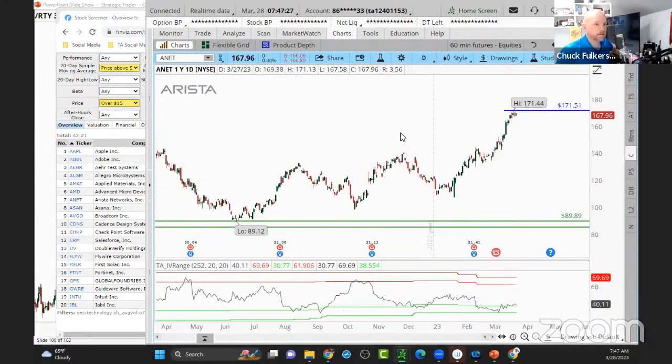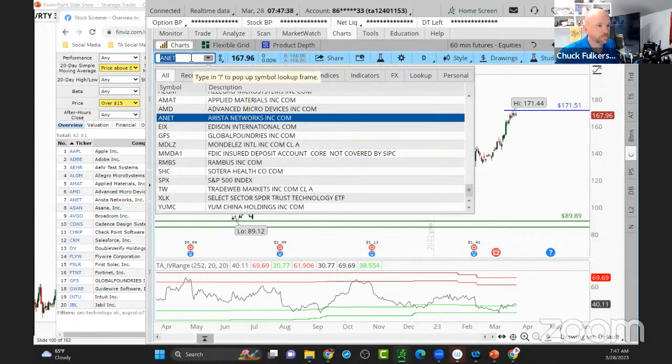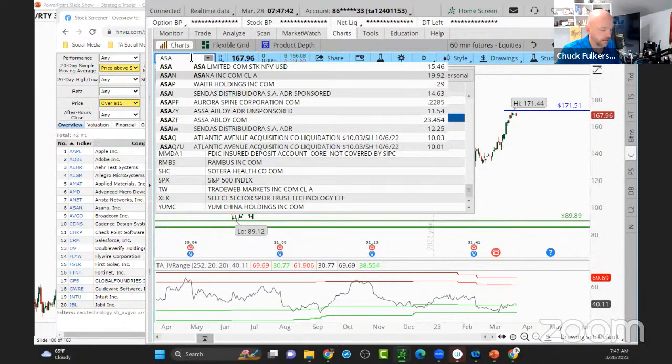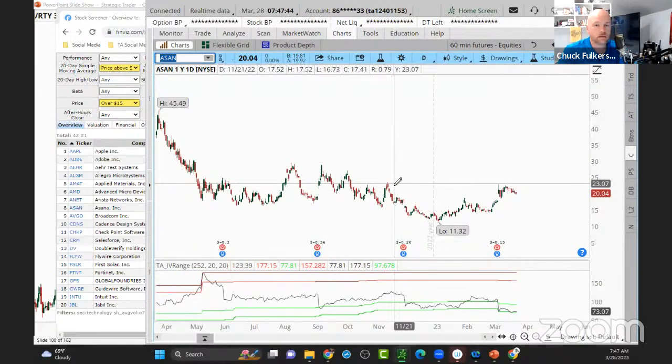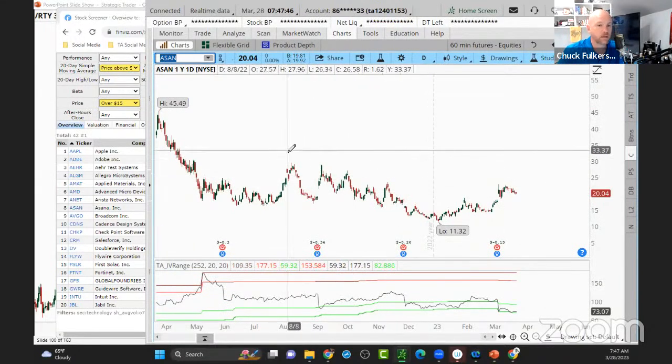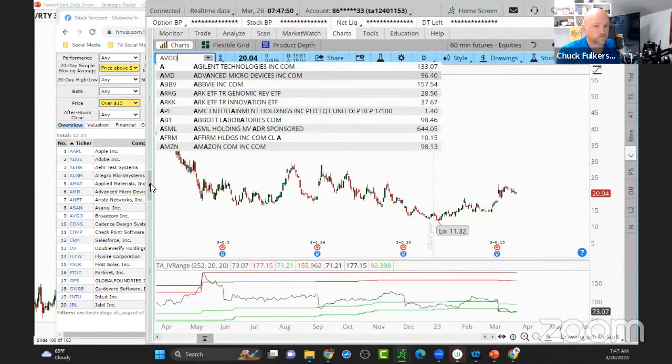So ANET is so far the one I think that I like the most out of this little list as we're speed dating through some of these positions. Next is Arista Networks, and it's easy for someone to say, "Yeah, this takes a long time, Chuck. How do you go through these this fast?" Well, you just do. AVGO.